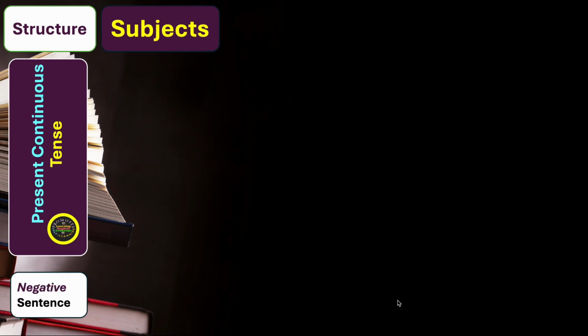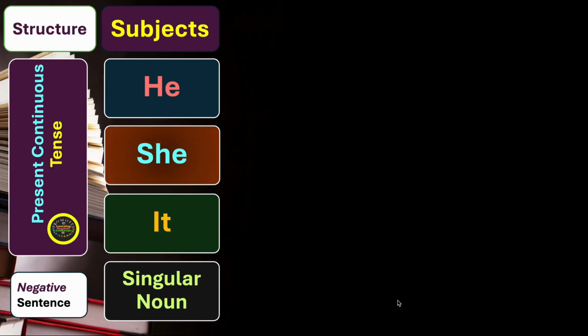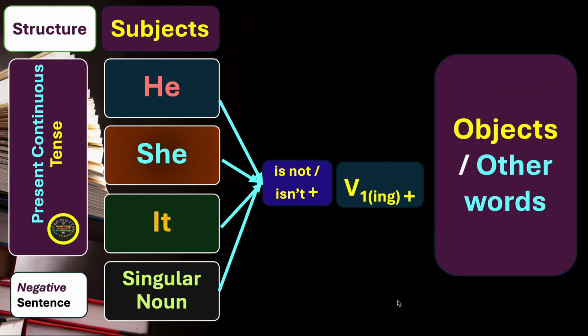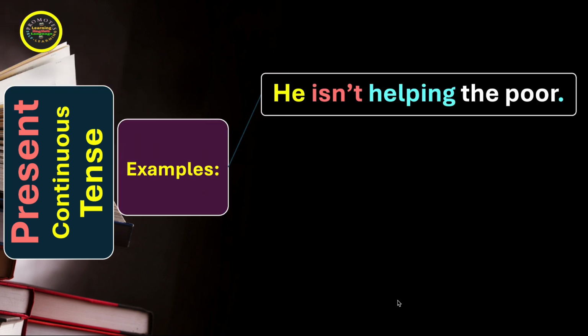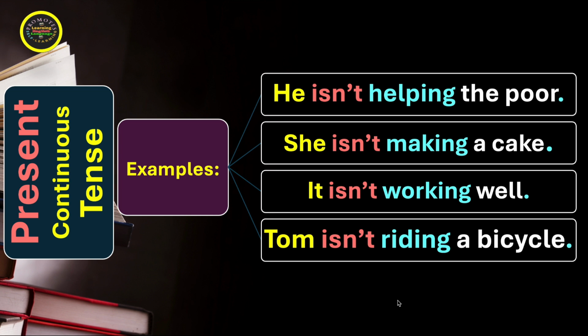We move on to the structure of present continuous tense in the negative form of a sentence. If we have subjects like, as I talked about, he, she, it, and a singular noun, then we add is not or isn't, and then we have the first form of the verb with ing. At the end, we have objects or other words. For example, he isn't helping the poor. She isn't making a cake. It isn't working well. Tom isn't riding a bicycle.